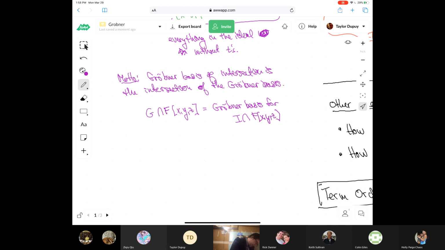where G is a Gröbner basis for I in k of t, x, y, z. Okay, so this is the motto. And that's the main crux of elimination theory, is to compute this.